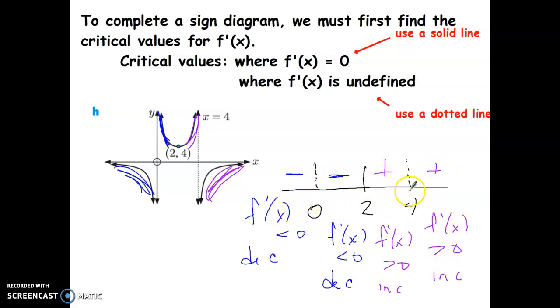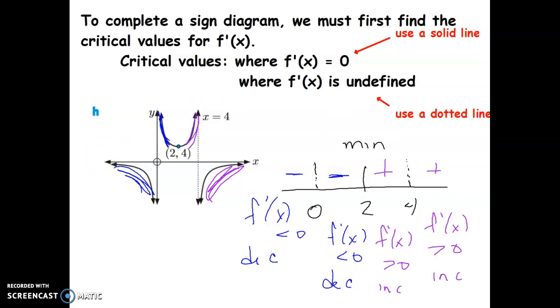So 0 and 4 are neither maximums nor minimums because they're asymptotes. However, at the point where x equals 2, I can see that my function is decreasing and then increasing. So 2 is going to end up being a minimum. I would label that as a minimum of the curve.